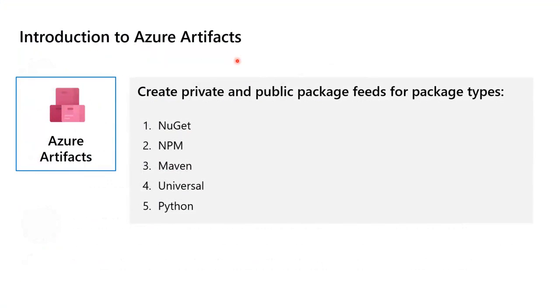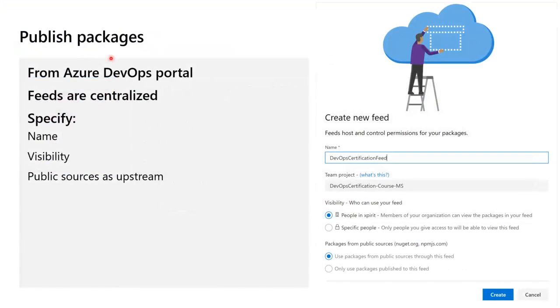In order to store our private packages, we have Azure Artifacts. This lets us create private and public package feeds for package types such as NuGet, npm, Maven, Universal, or Python. There are different sources that we can have in our packages. So how do we publish the package from the Azure DevOps portal? These are centralized, and you will specify a name, the visibility, and which people are going to have access. And remember that if we want to integrate public packages or public libraries, we need to enable the upstream option.